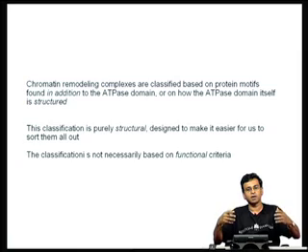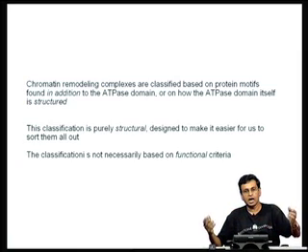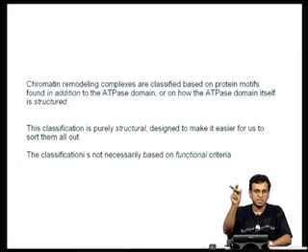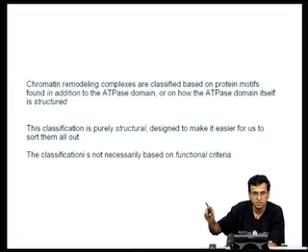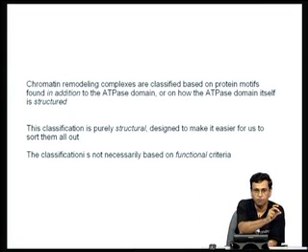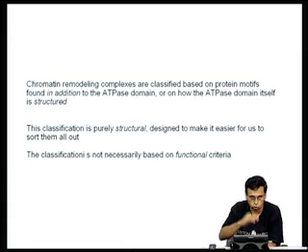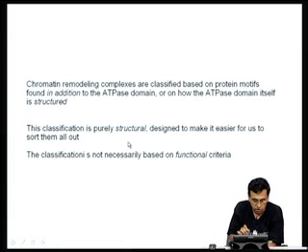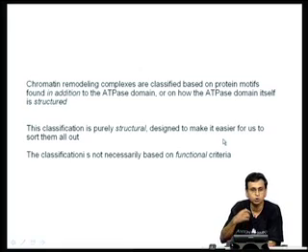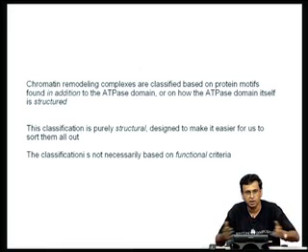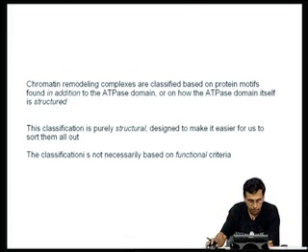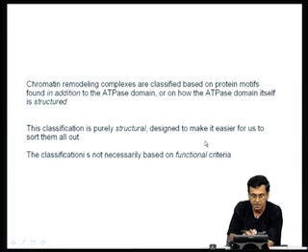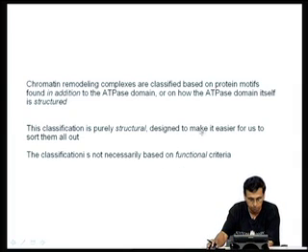Therefore, these chromatin remodeling complexes from different organisms have been grouped depending upon specific structural motifs they have and also depending upon the ATPase domain. If, for example, a Drosophila chromatin remodeling complex ATPase domain is homologous to that of a human, then you put them under the same family, and so on. So this classification is purely structural, designed to make it easier for us to sort them all out. Otherwise, it becomes very difficult to understand and relate the various studies being carried out in different organisms, and this classification is not necessarily based on any functional criteria.